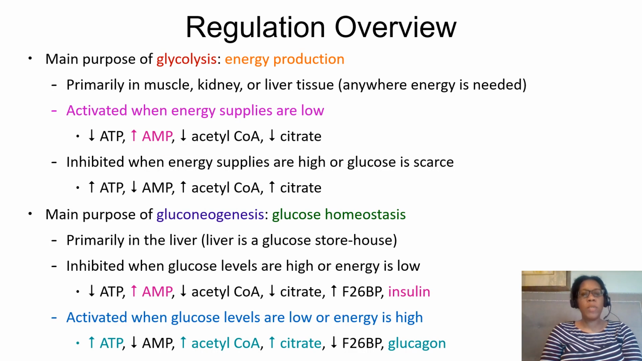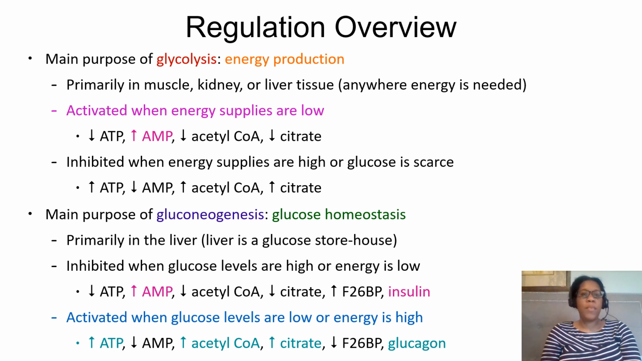So now to summarize the regulation of glycolysis and gluconeogenesis. The main purpose, of course, of glycolysis is to produce energy. We primarily want energy in our muscles, our kidneys, our liver tissue, or wherever energy is needed. We activate glycolysis when energy supplies are low. So if there are low concentrations of ATP, we need more. High concentrations of AMP means we've used up ATP. Low concentrations of acetyl-CoA or citrate.